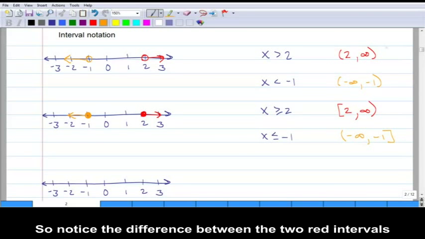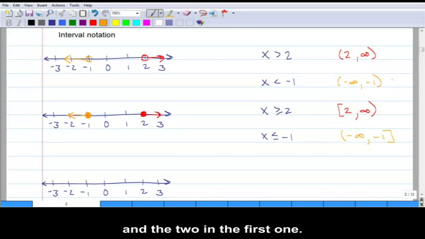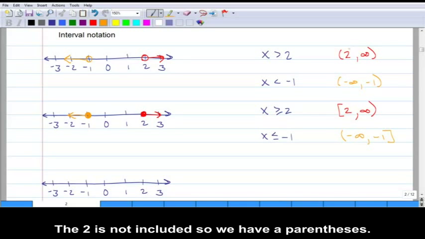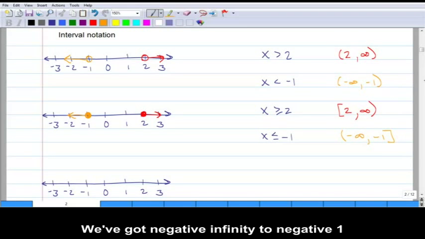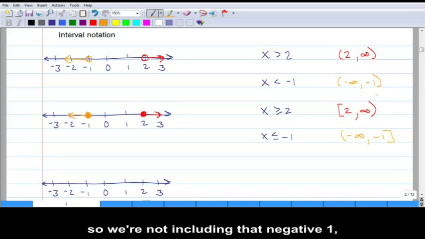So notice the difference between the two red intervals. In the first one, the 2 is not included, so we have a parentheses. In the second one, it is included, so we have a bracket. Same thing here for the orange intervals. We've got -infinity to -1, so we're not including that -1, but then in the second set, we are.